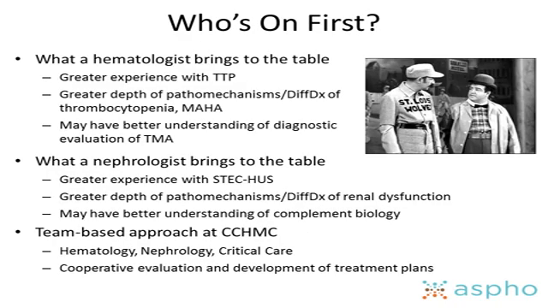So just to end with a thought of what is the role of a hematologist versus a nephrologist in the management of patients with atypical HUS. I think that both specialties do have something to bring to the table. So what can a hematologist bring to the table? They certainly have greater experience with TTP. There's a greater depth of understanding of the pathomechanisms and differential diagnosis of some of the hematologic features of aHUS. And there may be a better understanding overall of the diagnostic evaluation of TMA, particularly through their experience with TTP.